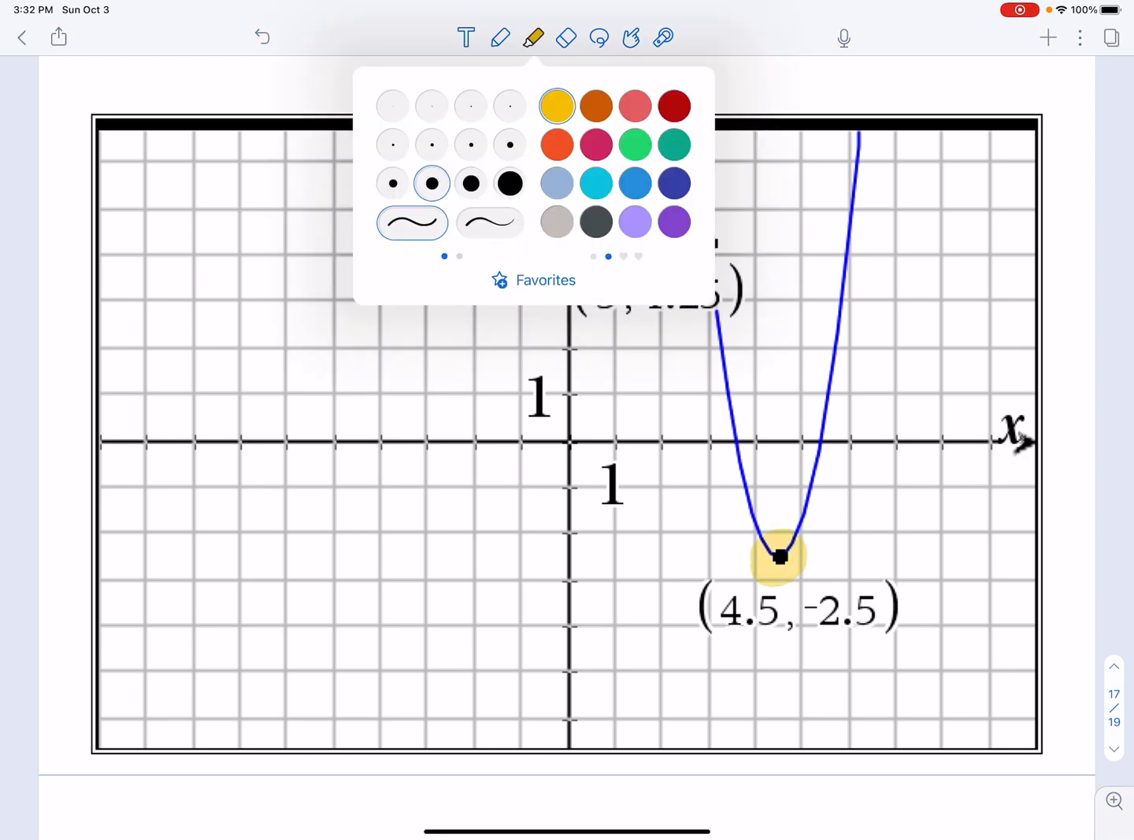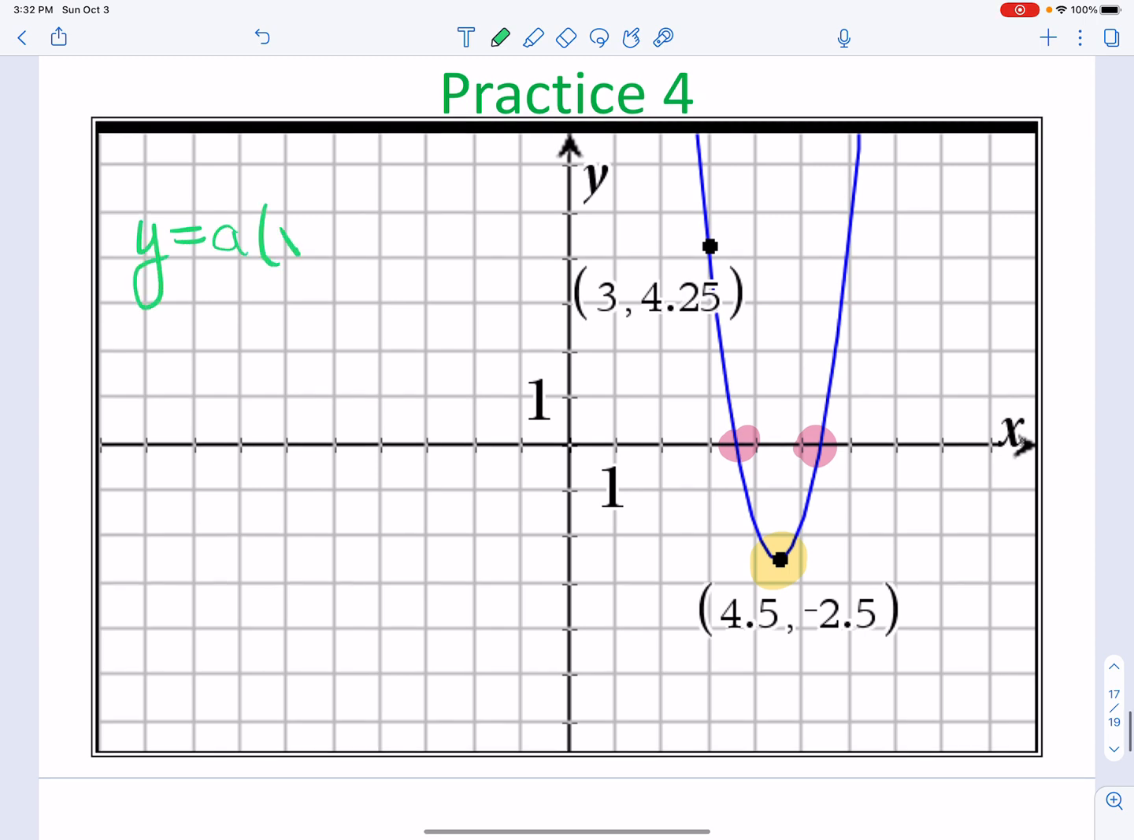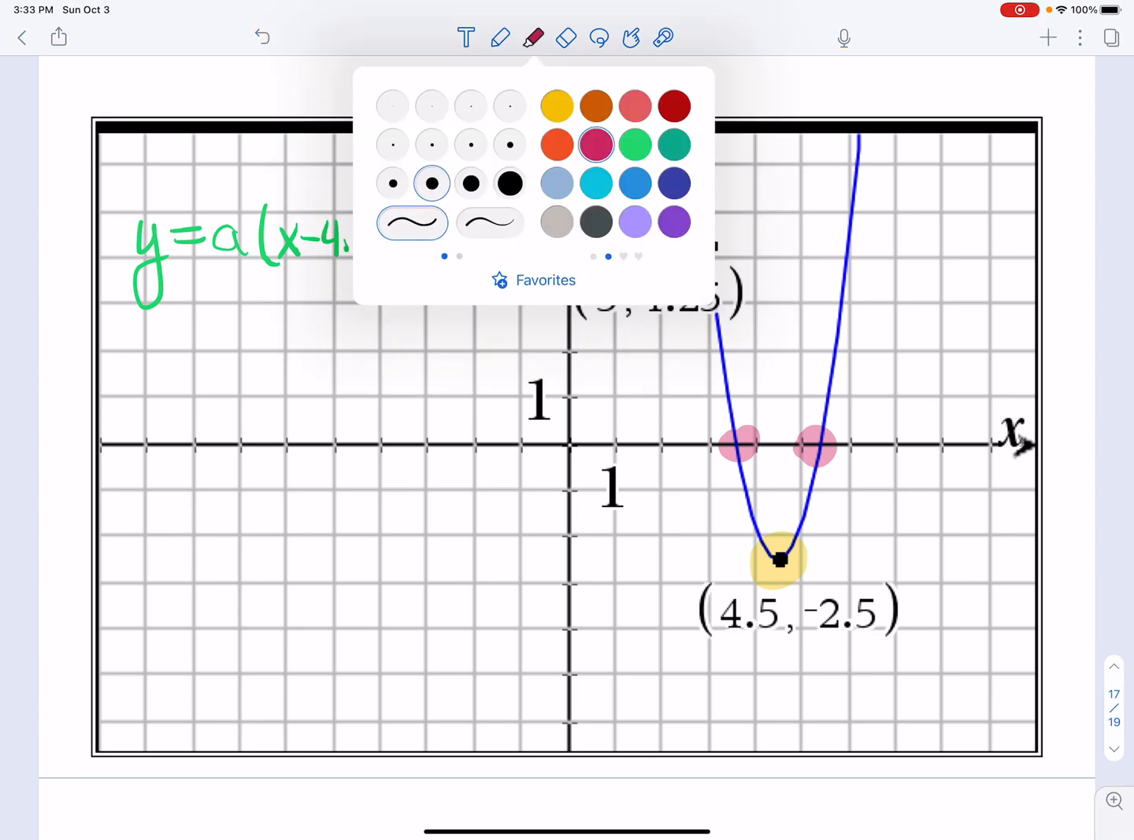So this gives you the vertex. And I'm going to use red. It doesn't give you nice roots. So I cannot write it in factored form, but I can write it in vertex form. Wouldn't it be y equals a, and it's going to be (x minus 4.5) squared minus 2.5. And if you're saying, how did she know to do that? Last chapter, right? We learned vertex form last chapter. Now, if you notice, I gave you a point.